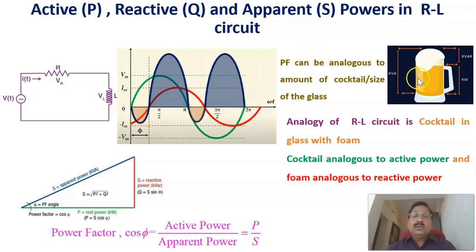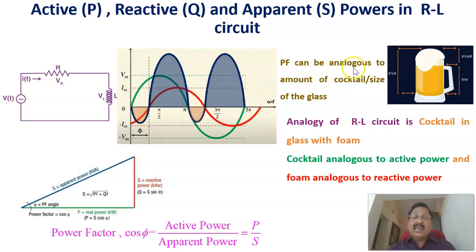Now, if you look at this, it's analogous, as I already explained. In a glass, this is the cocktail volume, and this is the foam volume. This represents the kW, this represents the reactive voltamperes, and the total capacity of the glass can be represented as kVA. Now, the power factor is the ratio of the amount of cocktail divided by the total size of the glass, which represents kW divided by kVA, or active power to apparent power.